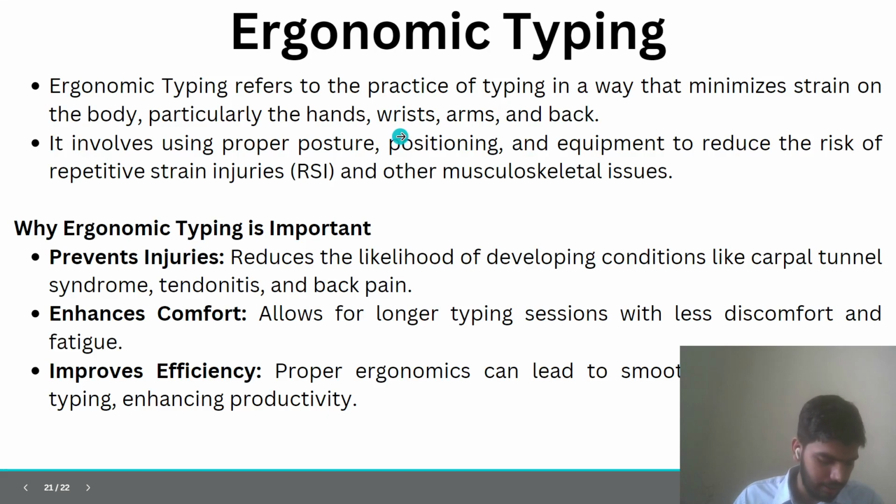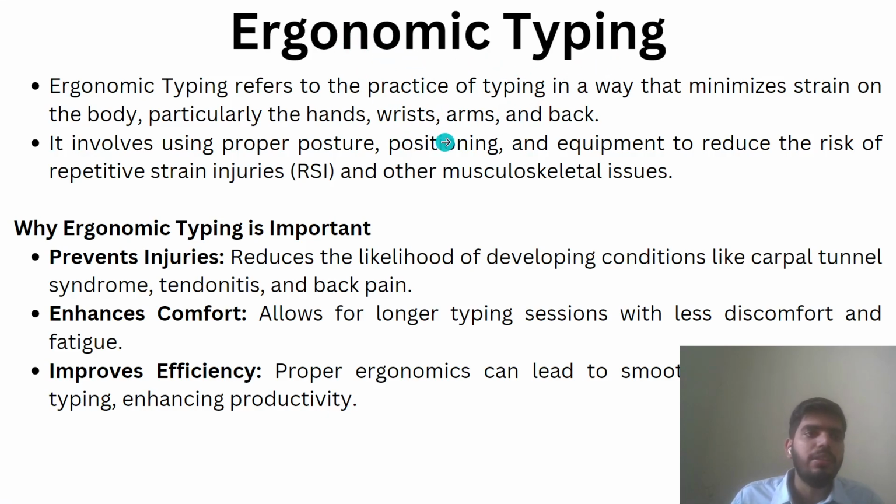Now there is one more thing, that is ergonomic typing. Ergonomic typing refers to the practice of typing in a way that minimizes strain on the body, particularly the hands, wrists, arms, and back. See, this is a very big issue. Every IT professional, after 15 or 20 years in their career, has back issues, neck issues, arm issues. Why? Because their entire career they're sitting in the wrong position, simply coding and just sitting, not having any physical exercise, which can hurt your body very badly.